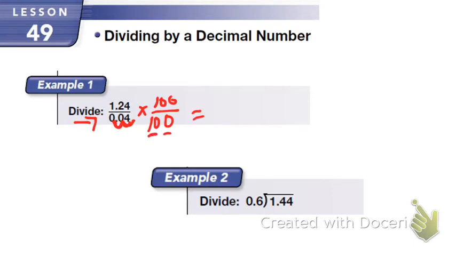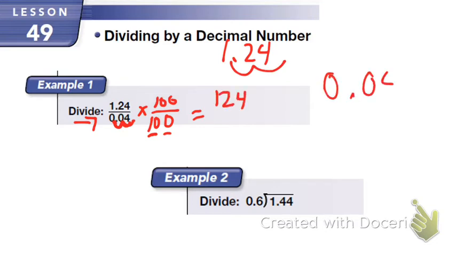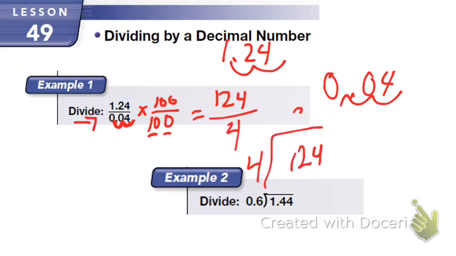10 or 1,000. So if we do 1.24 times 100, we know we're just moving our decimal 2 places to the right, so 1, 2. So this would be 124, and then 0.04, we go 1, 2, so that would be 4. So we're doing 124 divided by 4. 4 goes into 12 3 times, and 4 goes into 4 1 time. So our answer would be 31.